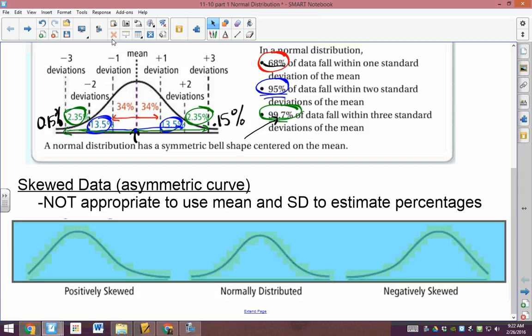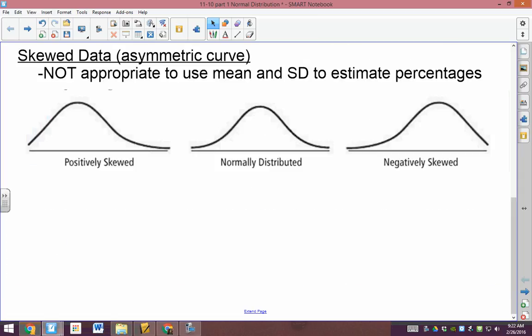It is possible to have some skewed data, so these are some examples of skewed curves. Obviously, our normal distribution in the center is very symmetrical. That is not skewed. However, the two on the outsides here are positively skewed. This to me is kind of backwards from what you might think. Because when I look at this, it looks normally distributed.